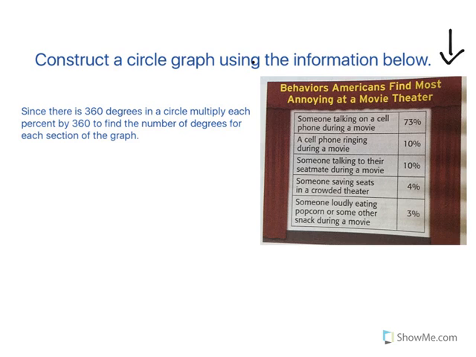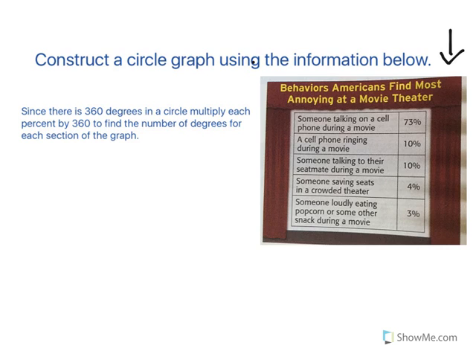The first part of creating a circle graph is to really understand the data we're creating it from. The data is the behaviors Americans find most annoying at a movie theater. Maybe some of you agree with this.